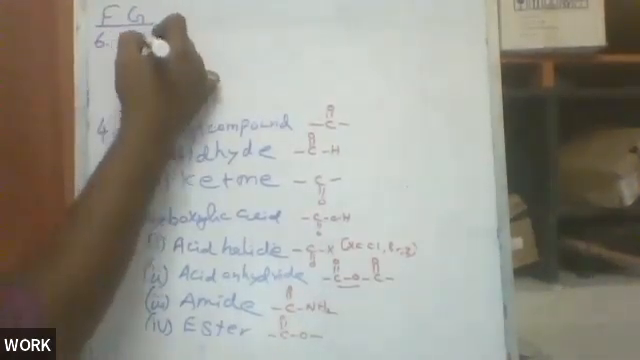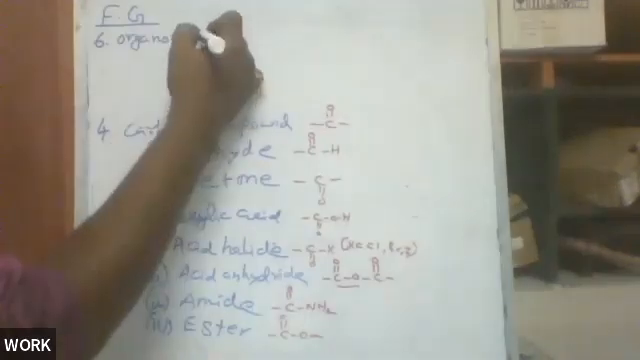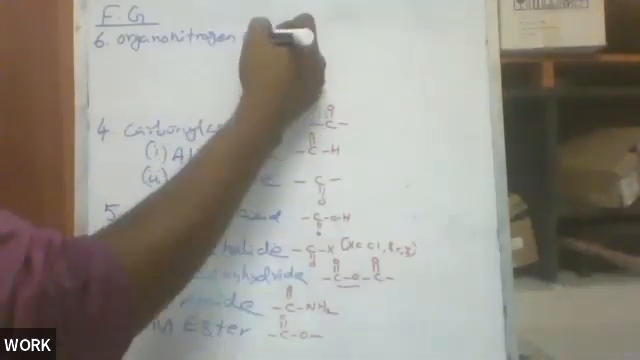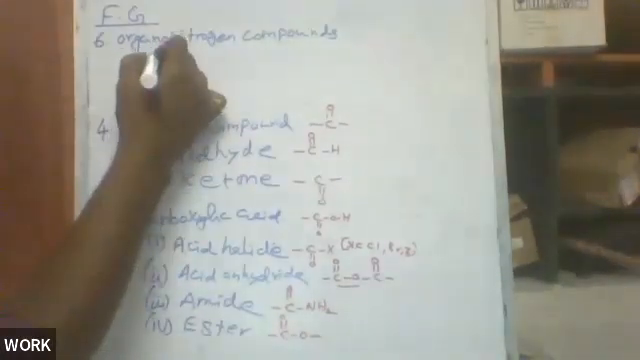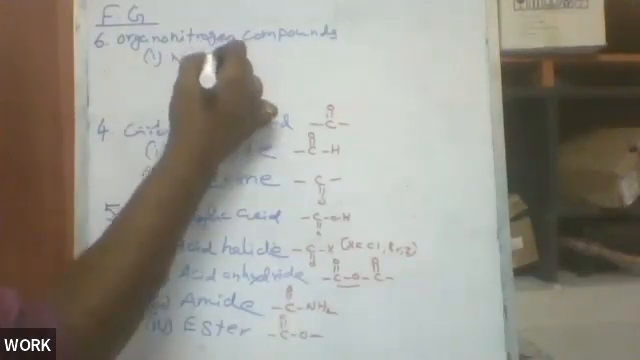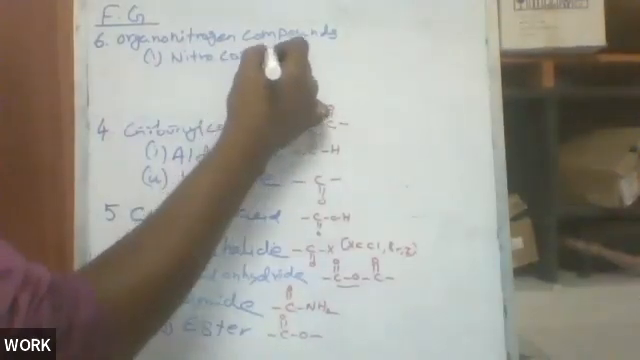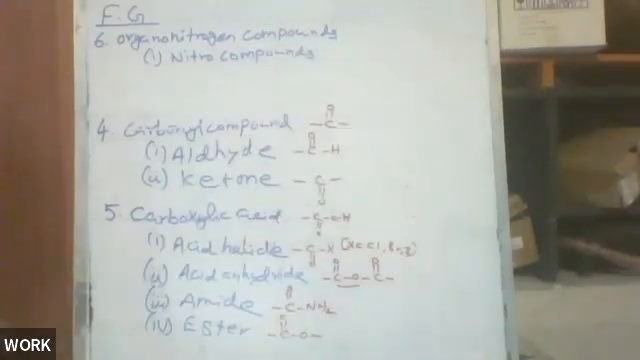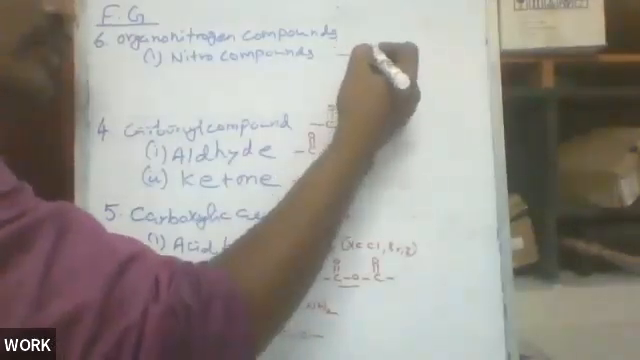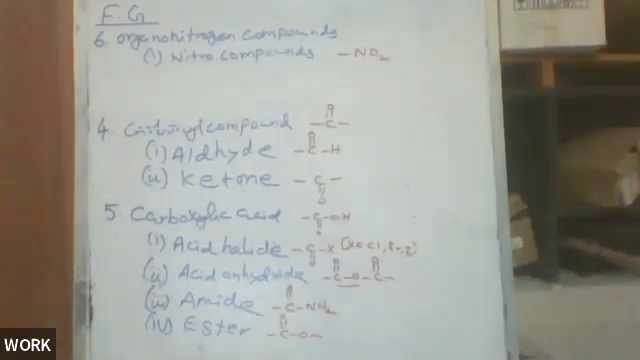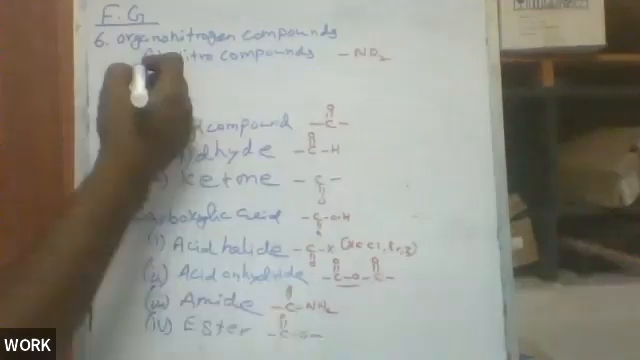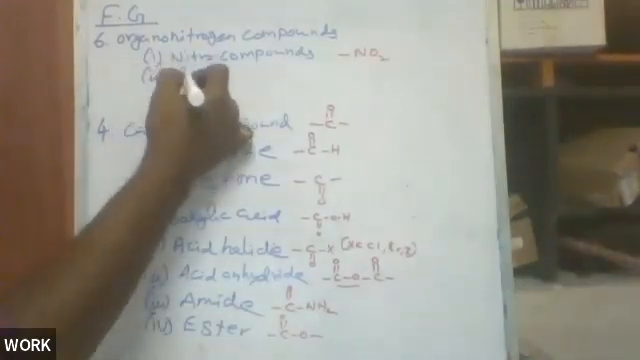Organo nitrogen compounds. So first, nitro compounds. Nitro means NO2. NO2 is more stable than NO, that is why we use NO2. Okay? And then, second, amines.